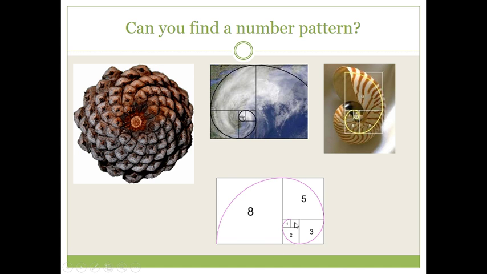This box is of area 1, this box is of area 1, this box is of area 2, this one is 3, this one 5, this one 8, and the pattern that it's describing is called the Fibonacci sequence. It's repeated over and over again in nature. So number patterns don't just happen in math, where we use them all the time. They happen in real life, out in nature itself.